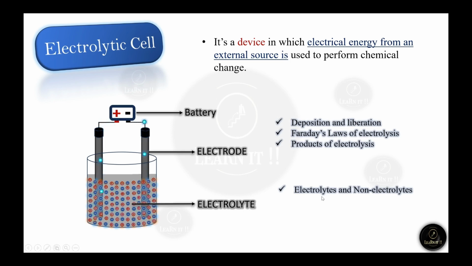Next comes with respect to electrolyte. We are going to discuss about the electrolytes and non-electrolytes. And the last part is conductance. The type of compounds used in electrolytic cell are ionic compounds. So let us look at how electrolytic cell works.